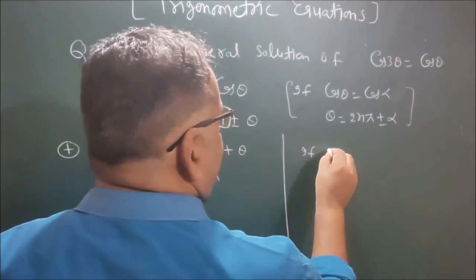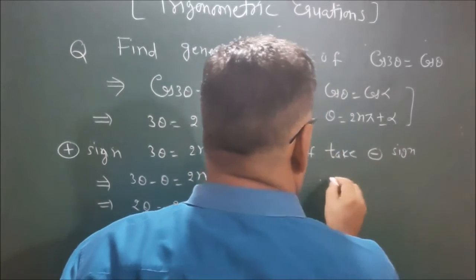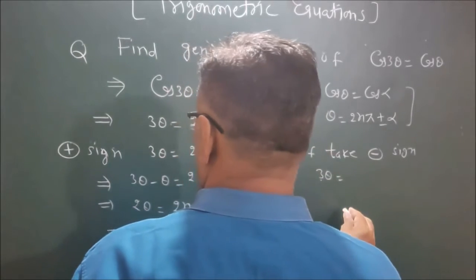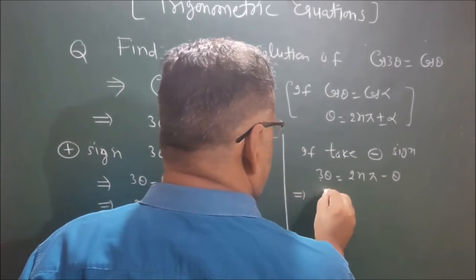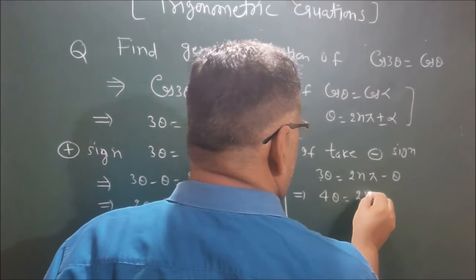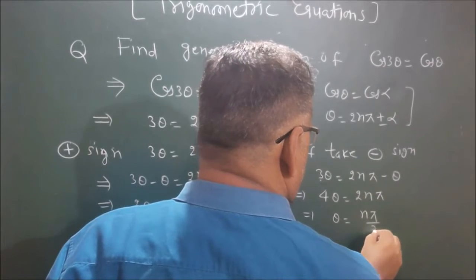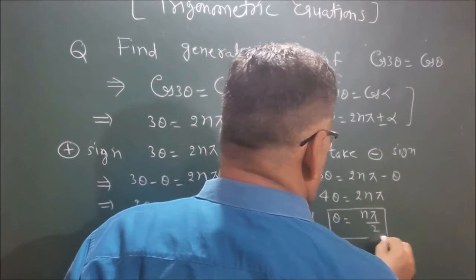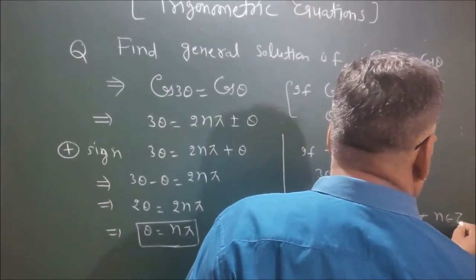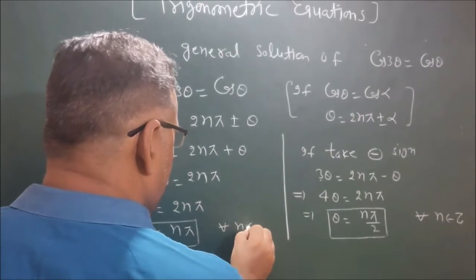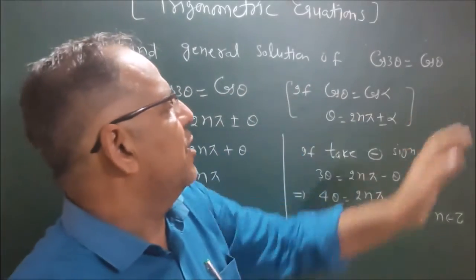If we take the minus sign, then 3 theta equal to 2 n pi minus theta. After transfer, we have 4 theta equal to 2 n pi. So theta equal to n pi upon 2. So this is the second general solution, for every n belongs to Z, and here also for every n belongs to Z. So these are the general solutions of the trigonometric equation cos 3 theta equal to cos theta.